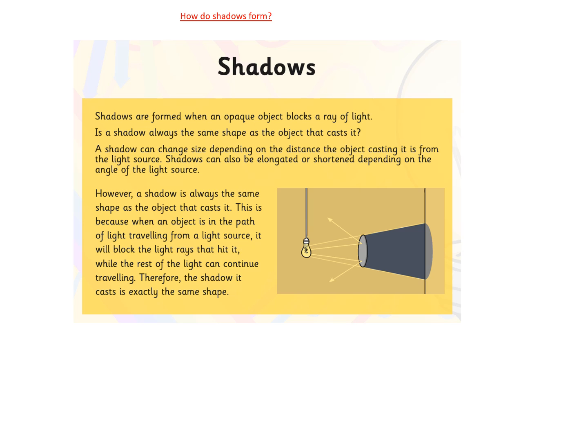But is it always the same shape as the object that casts it? It's not. It can change size depending on the distance of the object away from the light source. So maybe you could go into your room, get a torch, turn all the lights off and experiment with putting the object closer and further away from your light source, from your torch, and see the effects that it does. When it's nearer, what happens to the shadow? When it's further away, what happens to the shadow? Okay.